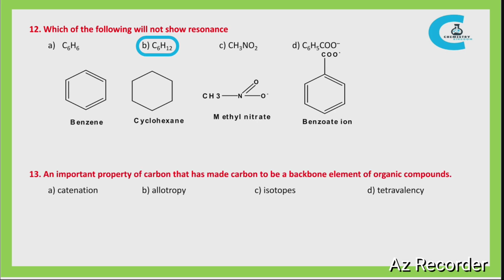13th one. An important property of carbon that has made carbon the backbone element of organic compounds. That is nothing but the catenation property. Carbon has a capacity to connect with other carbons. That property is called catenation.